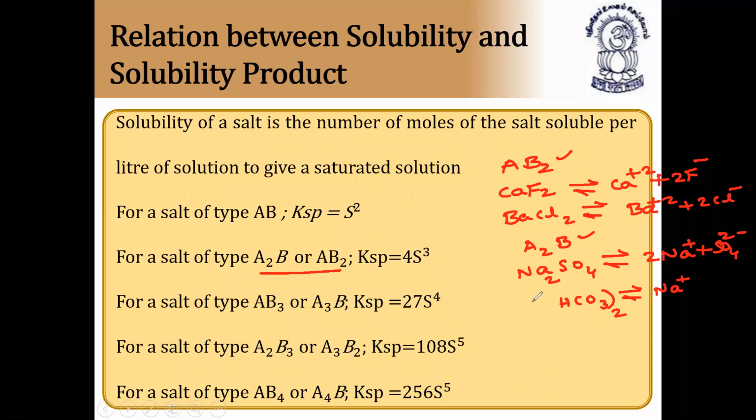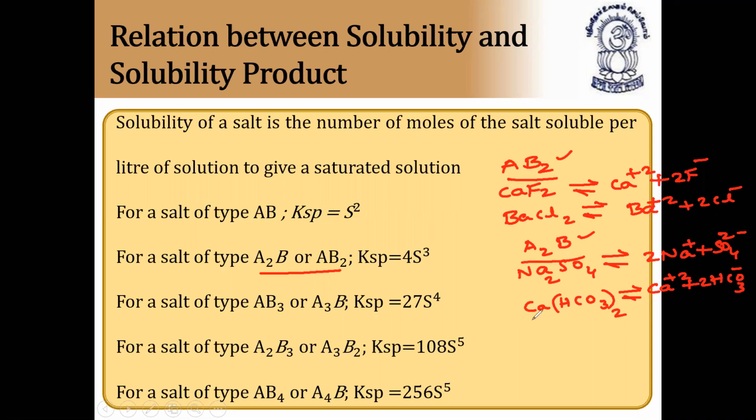So you can say calcium bicarbonate forms calcium ions plus 2 moles of bicarbonate ion. Bicarbonate is HCO3 minus. Like this, these are coming under AB2 type salts. Many examples are given.